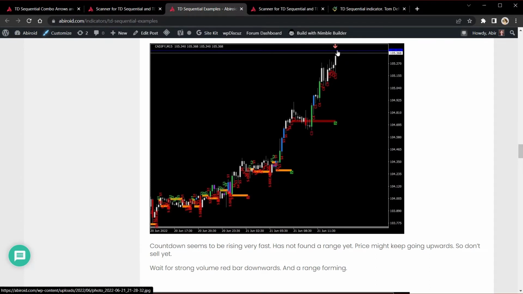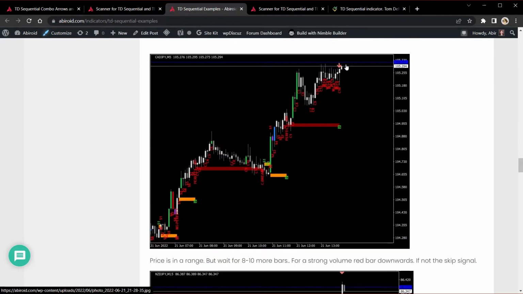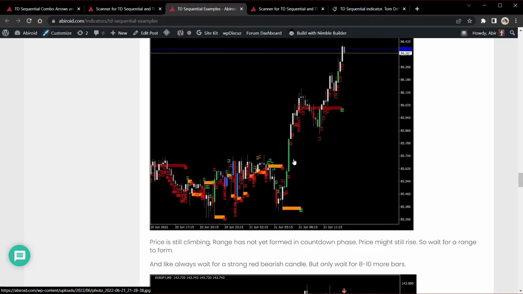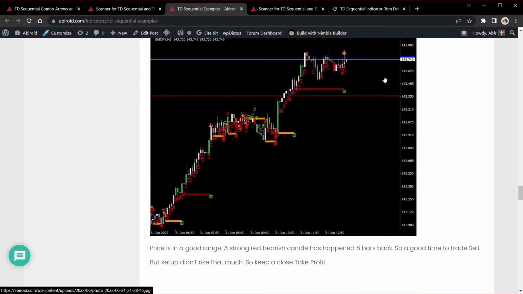The same thing over here, it hasn't yet found a good resistance, so I will wait for price to start finding the resistance, and then I will wait for a downward high volume bearish bar. This is a good resistance. Once again, wait for that red bar. Right here we don't have a resistance, so you basically get a good idea that the best kinds of signals are where the setup has had a nice climb, and during the countdown we have started getting a range and a bearish bar, a strong volume bar, occurs somewhere near this resistance within 8 to 10 bars. So that is the best kind of signal.